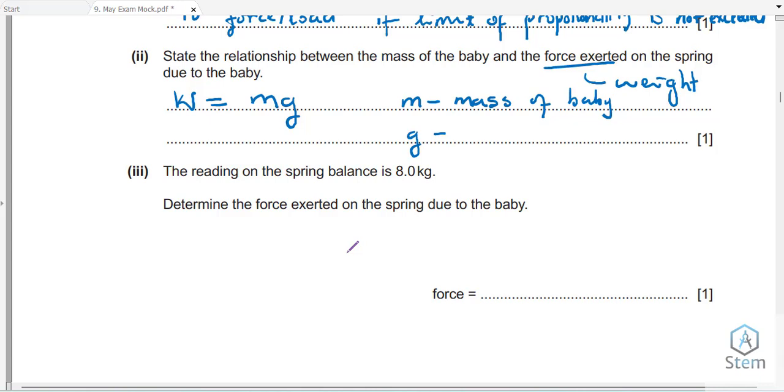The reading on the spring balance is 8 kg. Determine the force exerted on the spring due to the baby. Again, the force is the weight. So weight is equal to mg. M is 8 and G is 9.8. And from there, we are going to get a rounded figure of 80 newtons.